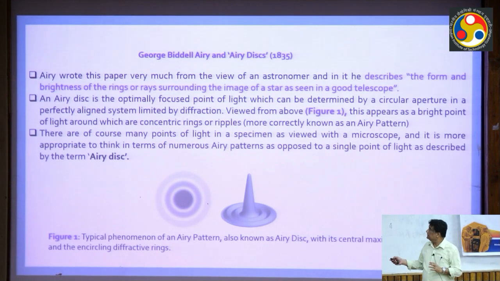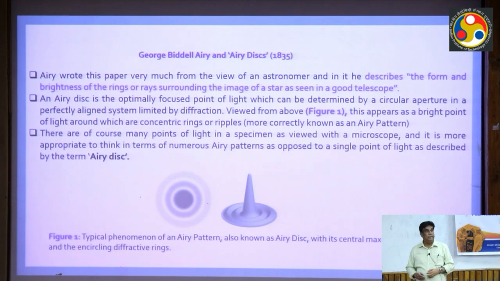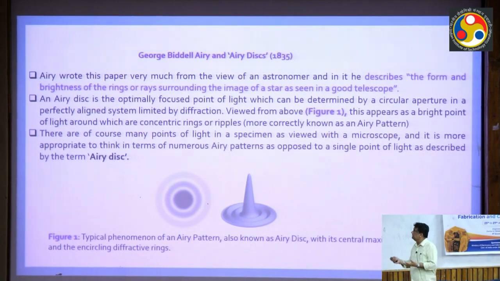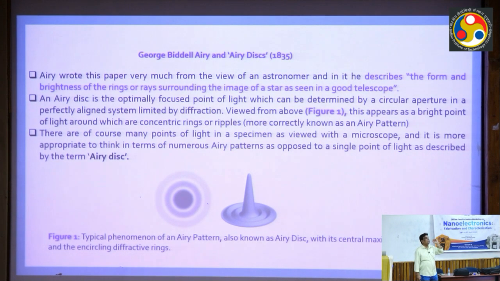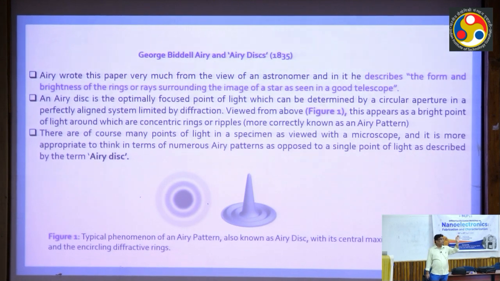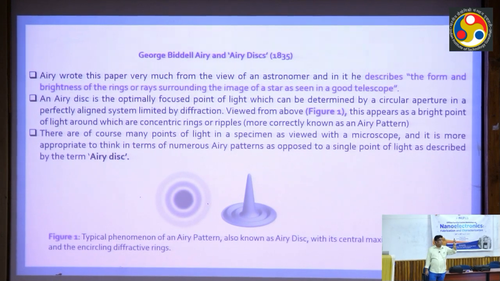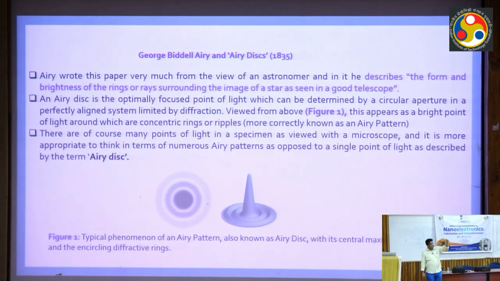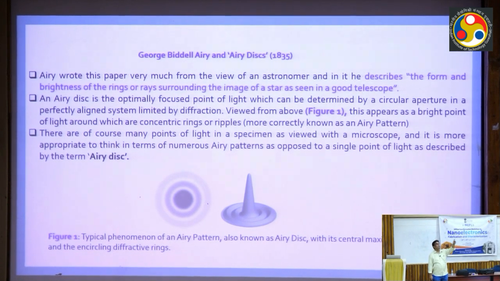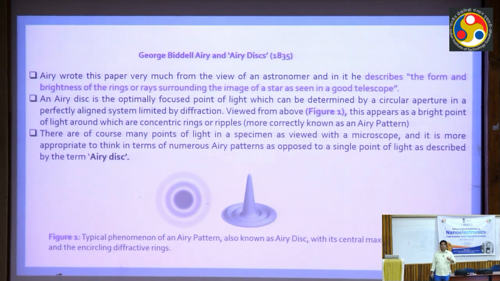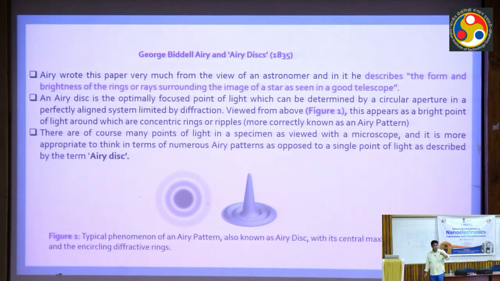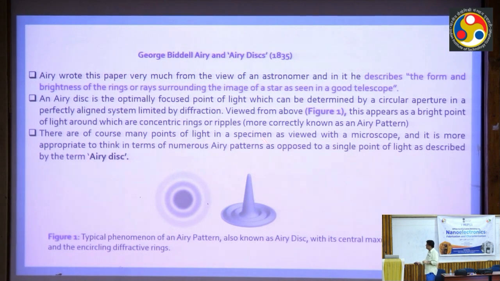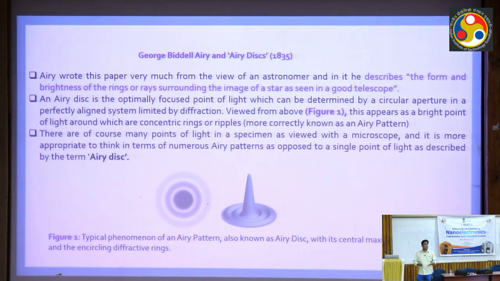The first one is Airy in 1835. He was not a scientist but an astronomer. He used a telescope to see the stars, and he found that the middle portion of the star is bright and there are concentric rings around it. Sometimes we can see a halo around some stars or light objects. Those are nothing but a kind of pattern. It's called the Airy disk, a diffraction pattern.